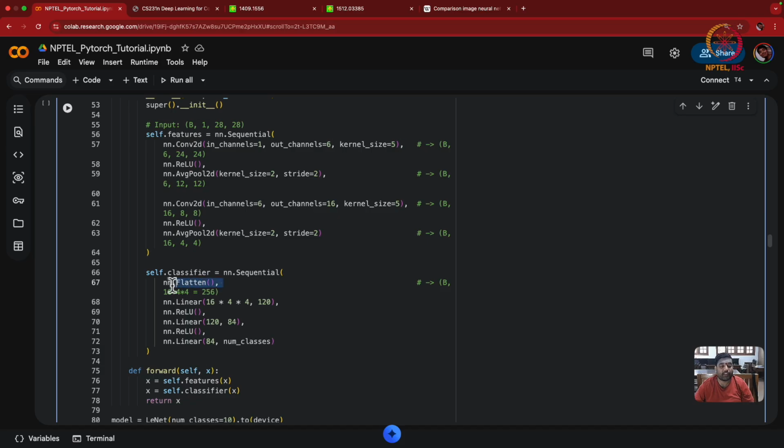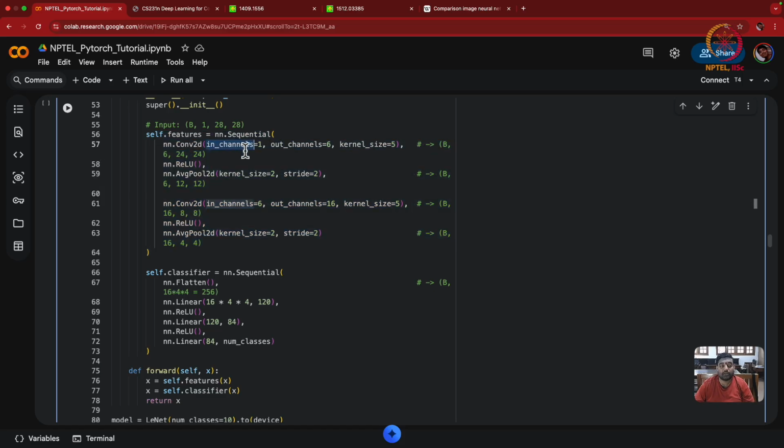That is the reason why you have nn.Flatten. We know how nn.Flatten works: the raster scan. And then 16×4×4 to 120, ReLU, 120 to 84, ReLU, 84 to the number of classes, which is 10. This we know. This is similar to defining any standard MLP. So this is what is important.